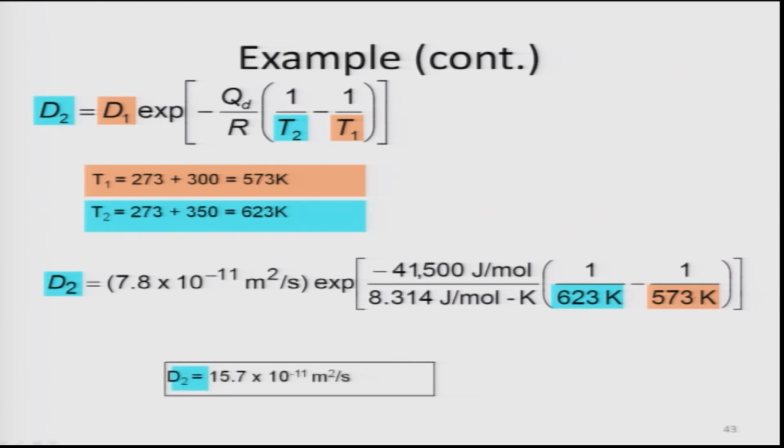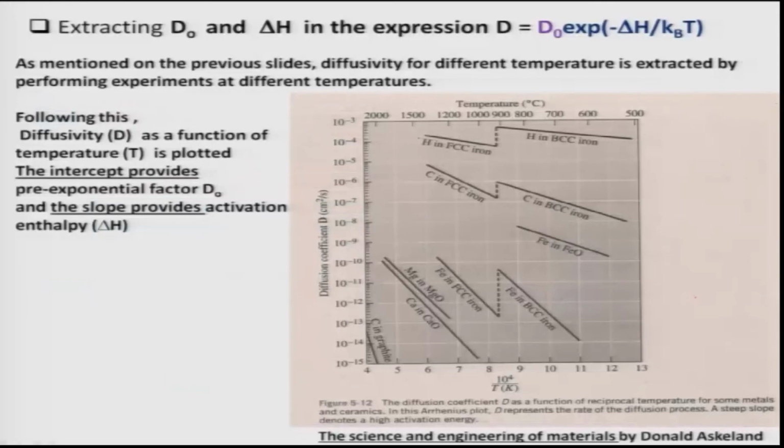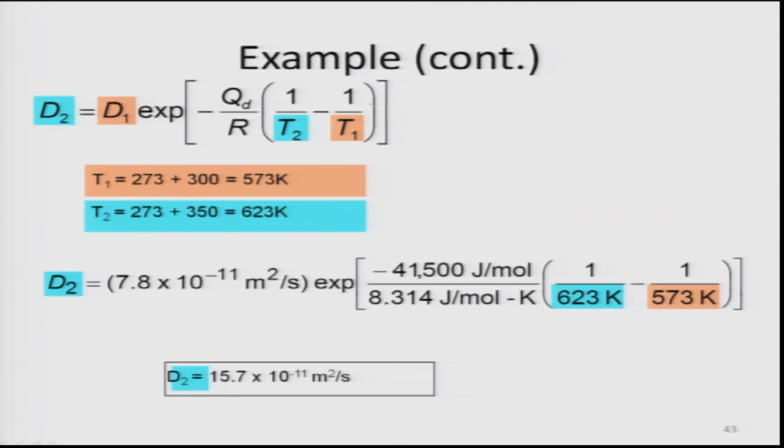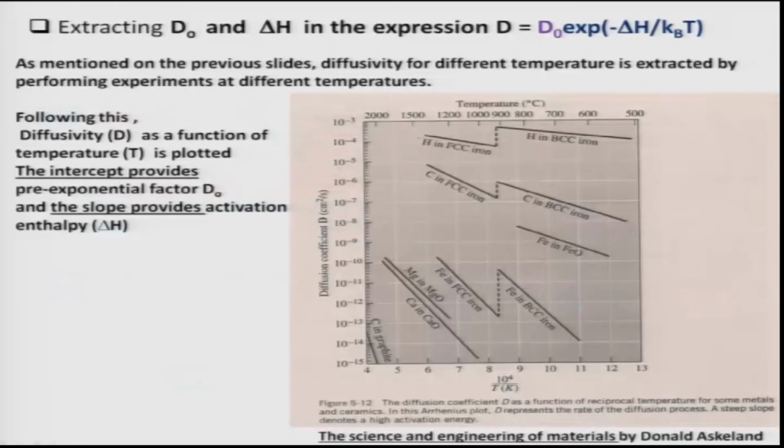So, what do you get? It is basically 15.7 times 10 to the minus 11 meters squared per second. That is what you get. Very simple. We are applying this exact equation. D1 is known, QD is known, T1 and T2 are known. Therefore, D2 is nothing but the calculation of the exponential term.